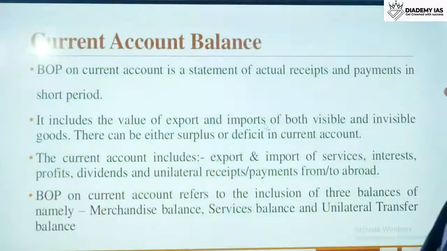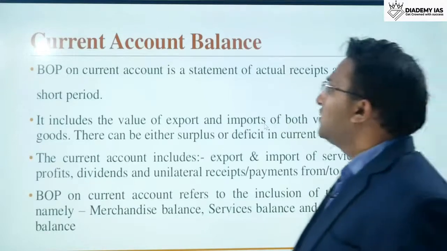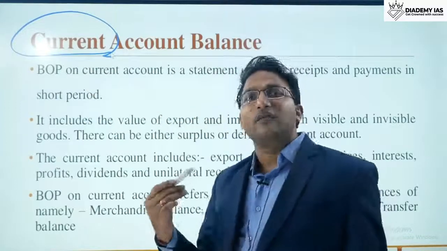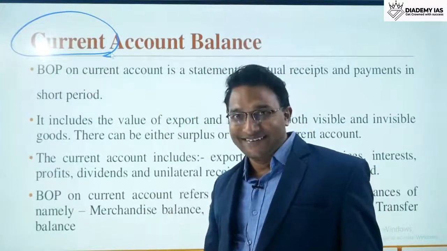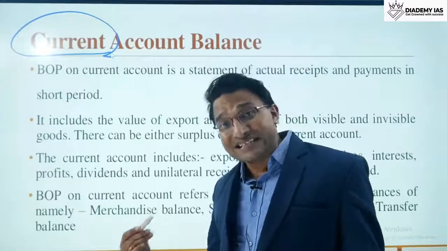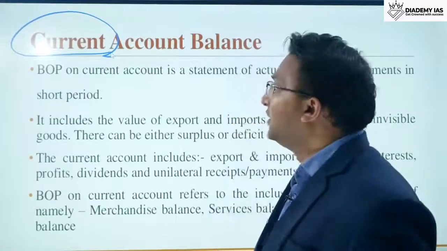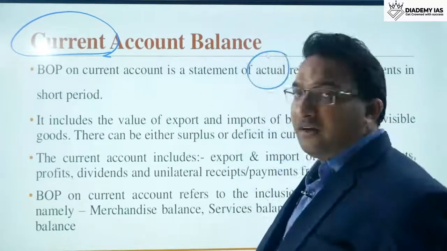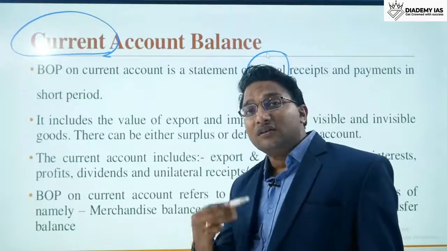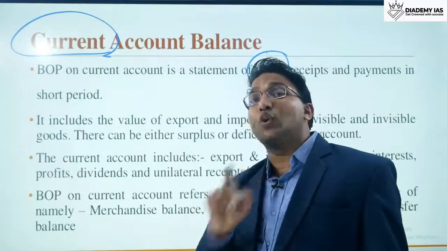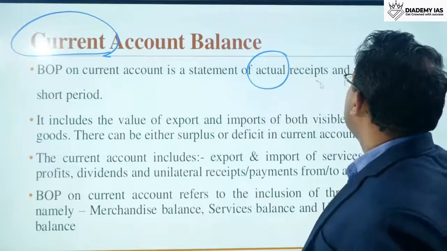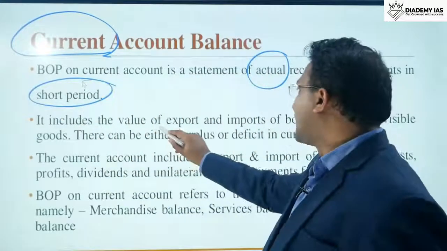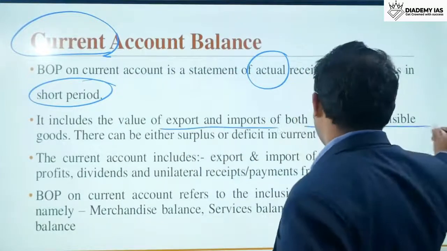Now let us see the current account balance. What is the meaning of current account balance? The transactions which impact the income and expenditure side, which are short term in nature, which are single way or one way transactions. So BOP on current account is a statement of actual. Please be careful. As I already discussed, this balance of payment indicates actual transactions, actual receipts and payments in a short period. It includes the value of export and import of both visible and invisible.